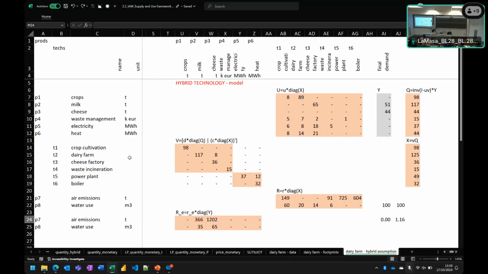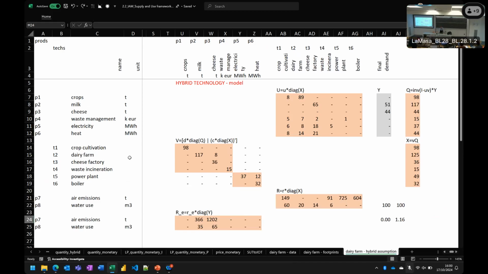I have, as I said, the Leontief primal model, Q equal to the inverse of I minus A, and so on, times Y, and I get the total demand of products. Then I have the total activity by technology. Of course, here I have to put in a final demand exogenously.